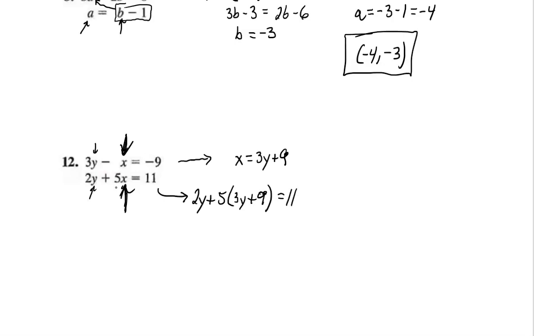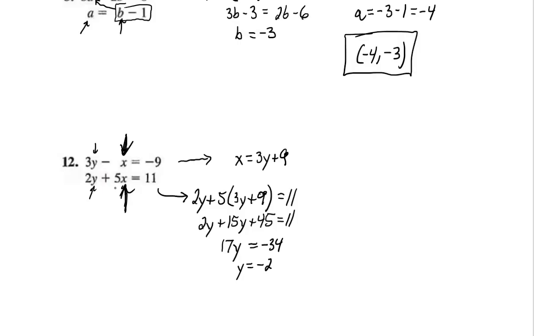And now solve, distributive property first. Combine like terms. Subtract the 45 from the 11. Y is equal to negative 2.